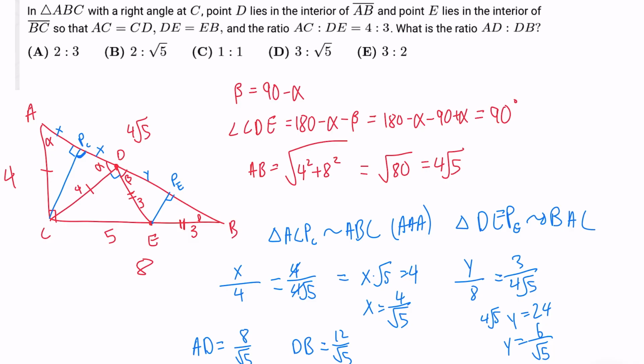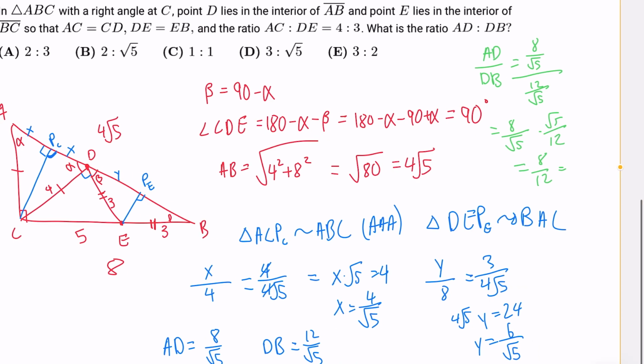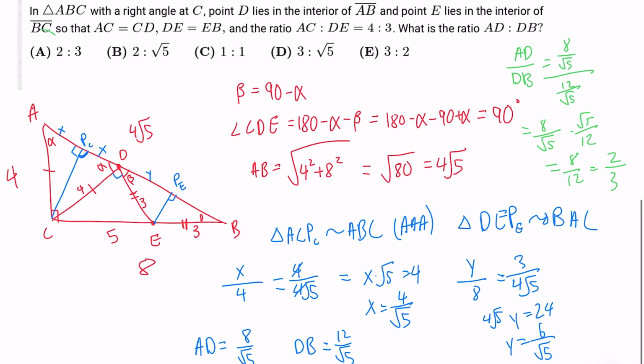And then ultimately we want to find out AD over DB, which is 8 over the square root of 5 over 12 over the square root of 5. And so that's just equal to 8 over the square root of 5 times square root of 5 over 12, which is just 8 over 12. And then we can simplify this down to 2/3. So the answer is A, 2 to 3.